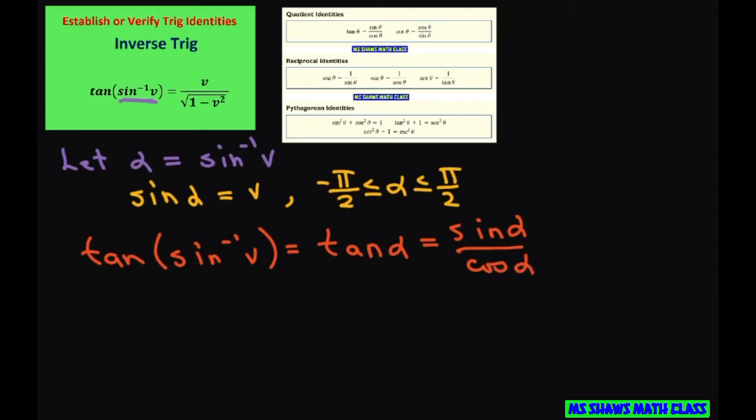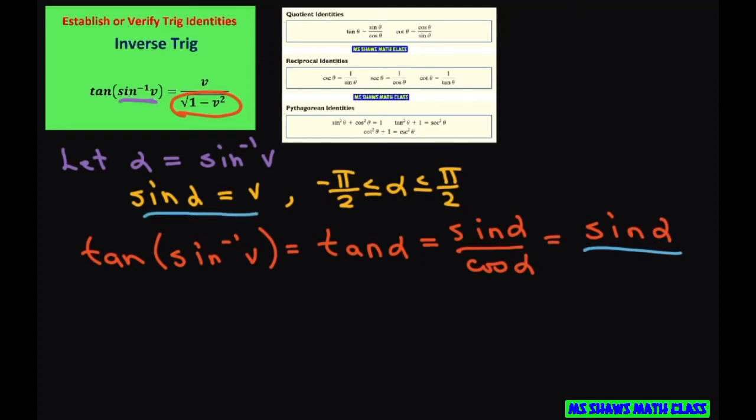So now we want it to look like this, so you're going to have to force it. We know that we have sine of alpha in the numerator. We already know that equals v. So that's going to match up.